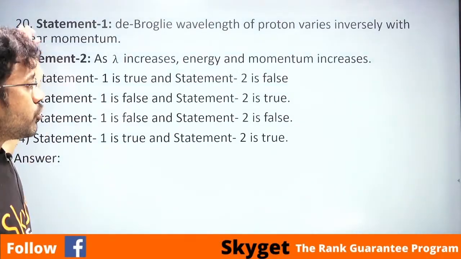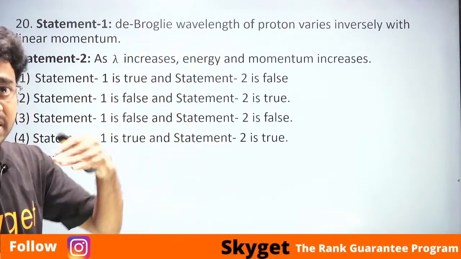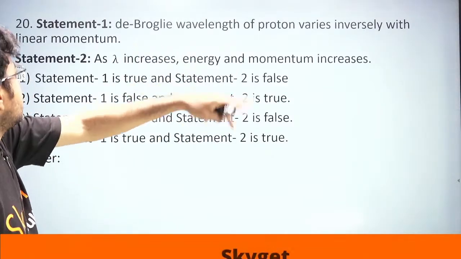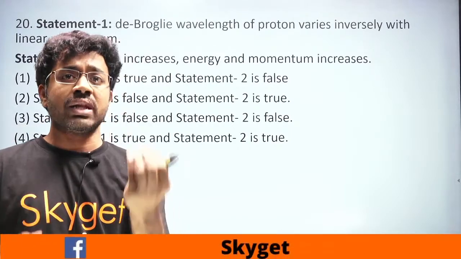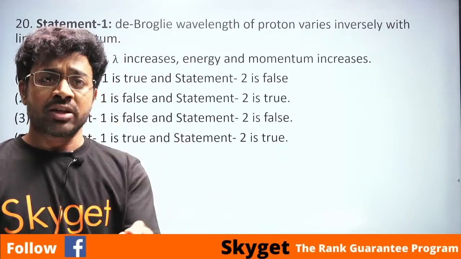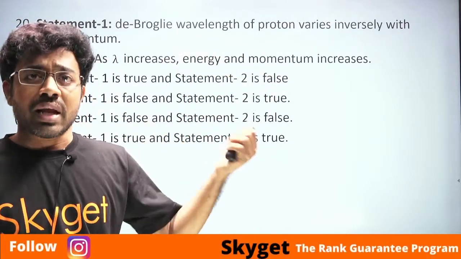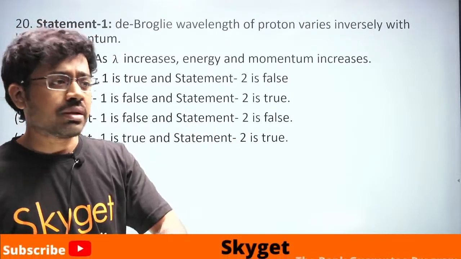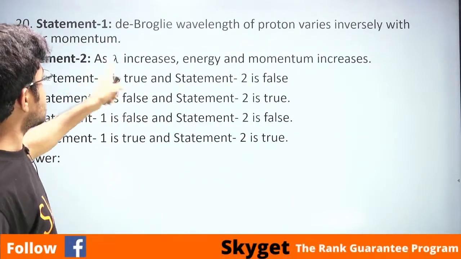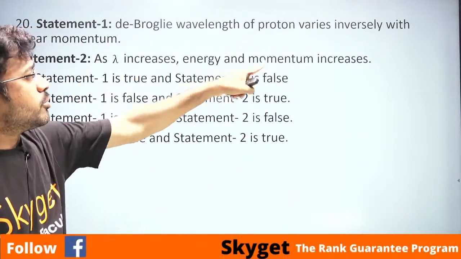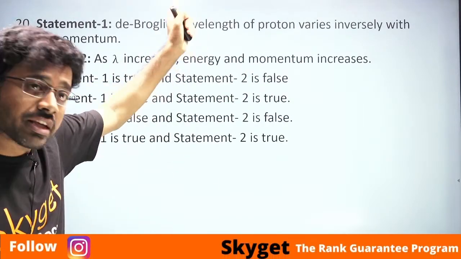The next problem, the 20th, asks about the relation between the de Broglie wavelength of a proton, which has some mass and charge, and its linear momentum. Obviously we have the relation given by de Broglie, which gives the relation between the particle nature and the wave nature. So here lambda is equal to h by p, so lambda is inversely proportional to the linear momentum. So here it varies inversely. Okay, it is right. And the second statement is, as lambda increases, the energy and momentum increase. No, because in the first statement it is proven that lambda is inversely proportional.